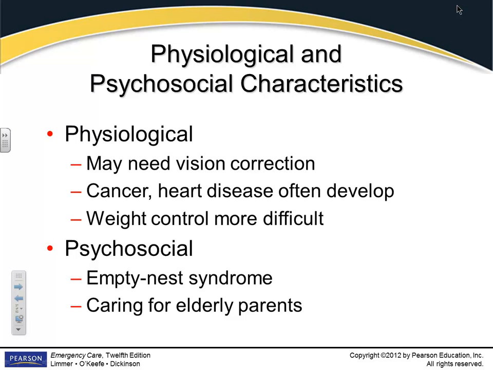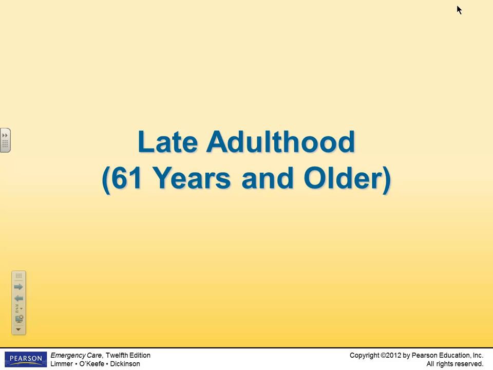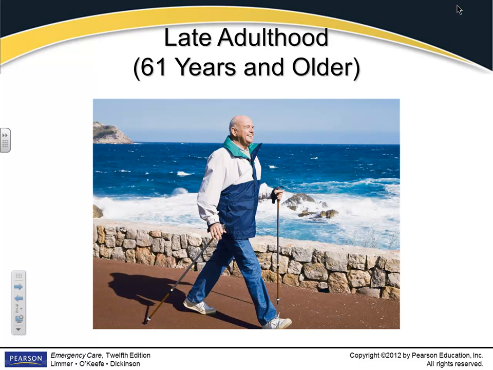Some cases, and this is broad sweeping things, right? This isn't everybody, but you might get an empty nest syndrome. It could be caring for elderly parents in this stage also. So some of the things we may see. Late adulthood, they define as 61 years or older.